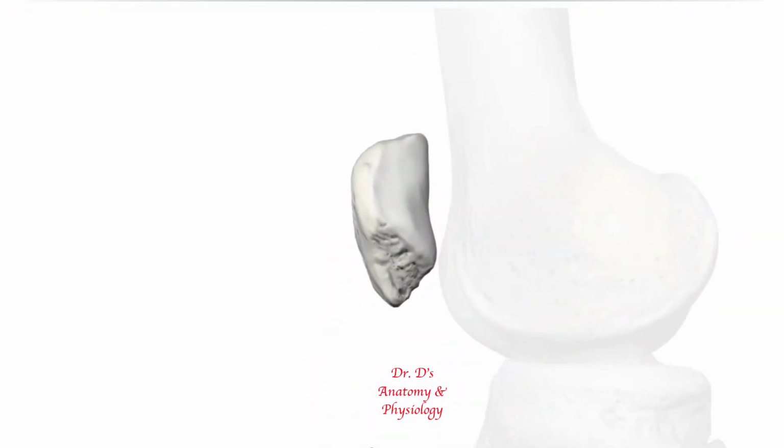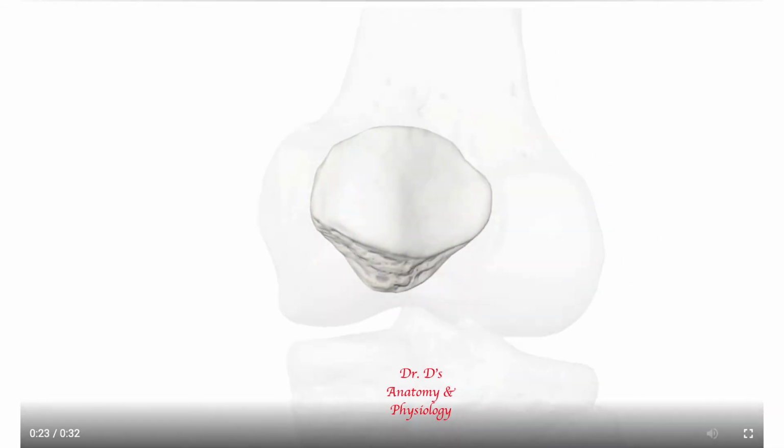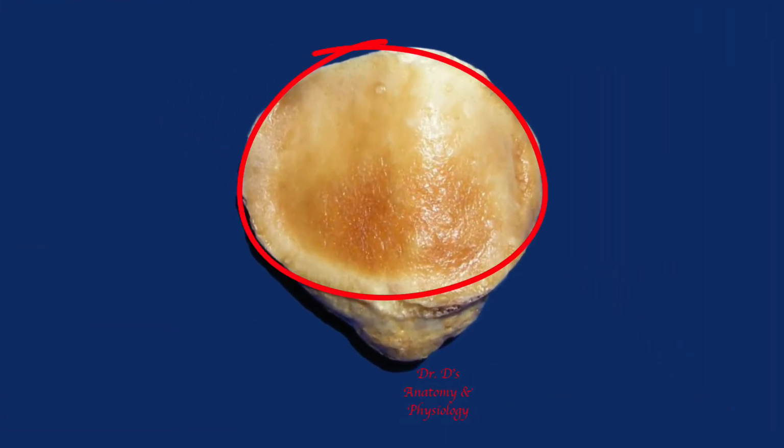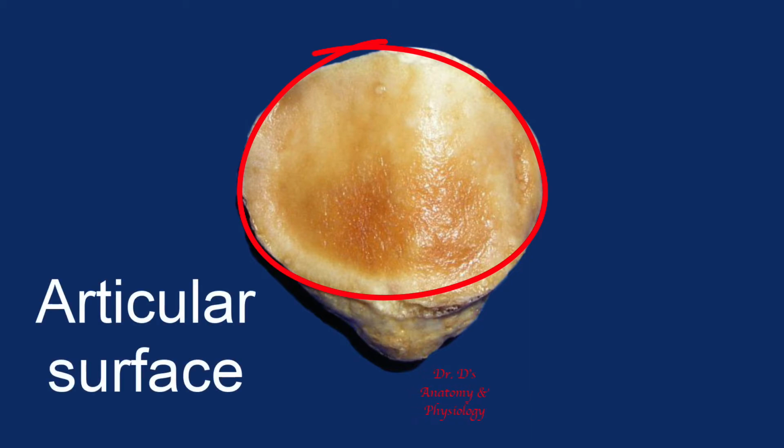If we turn the bone around and look at the posterior side, it has a smooth articular surface that would be lined by hyaline cartilage in the living bone, and this is the articular surface.